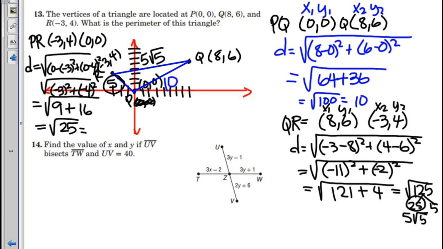So now I have 5 plus 10 plus 5 square roots of 5. All right, you can't add the square root with the other numbers because they don't have square roots. They have to be alike. But I can add the 5 and the 10 together.